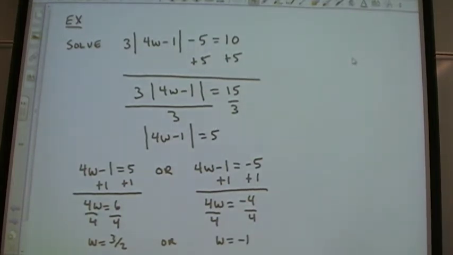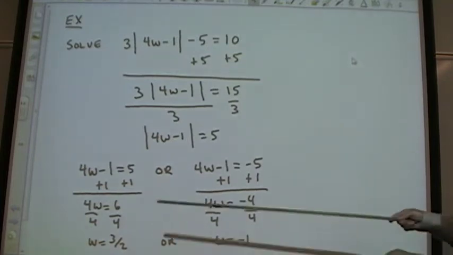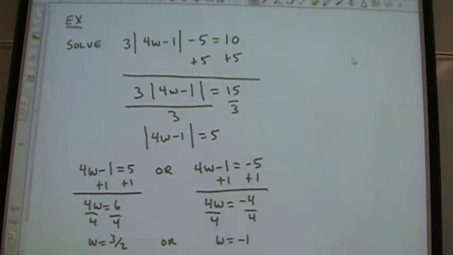So as long as you have the absolute value by itself, you take the bars off? To get the bars off, you have to set up two equations. That's the only way that the bars go away. And you need them to go away in order to solve. You have to get rid of the absolute value symbols.